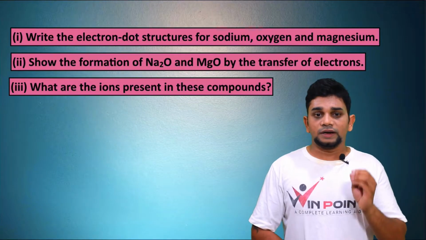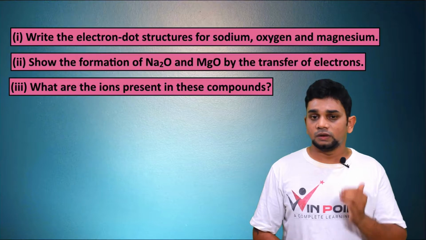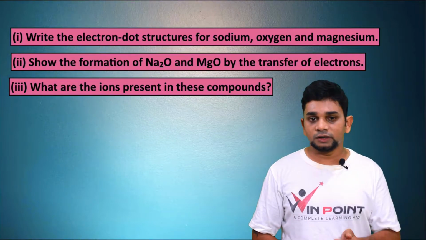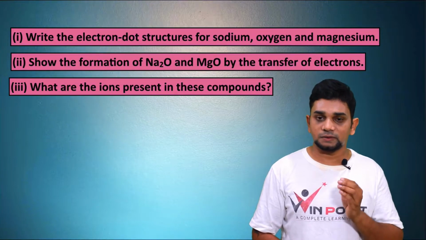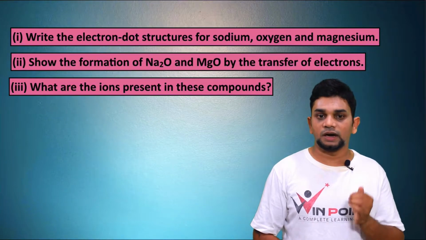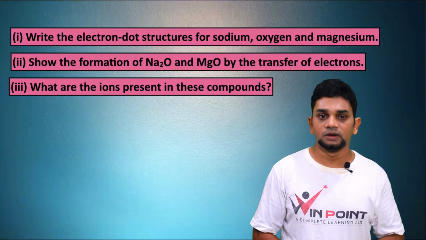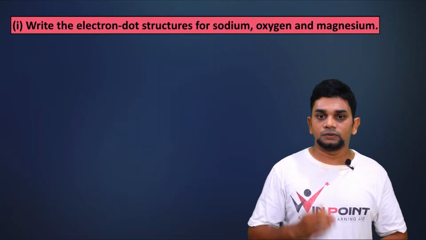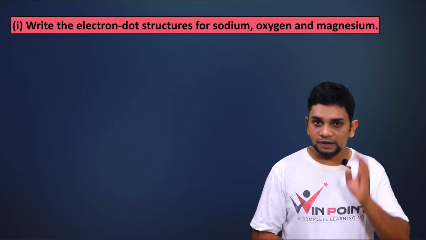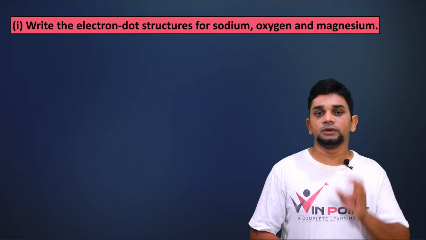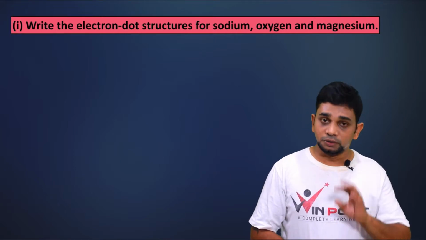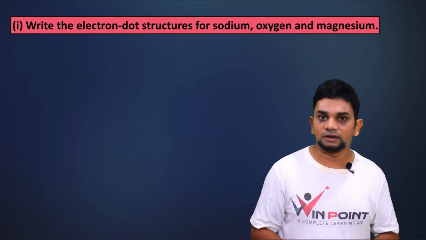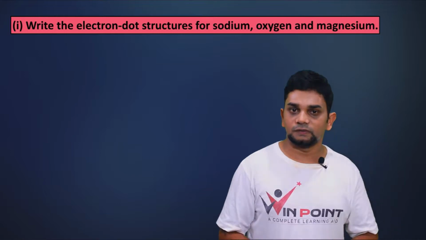Next question. Write the electron-dot structures of sodium, oxygen and magnesium. Show the formation of Na2O and MgO by the transfer of electrons. Third question. What are the ions present in these compounds? So we can solve it one by one. First question. Write the electron-dot structure of sodium, oxygen and magnesium. To write electron-dot structure, you need to know the atomic number. You need to know how to write electronic configuration. So first we can write the atomic number and electronic configuration.